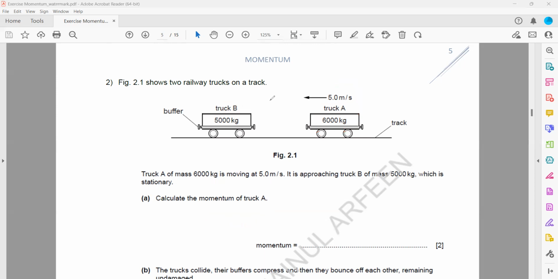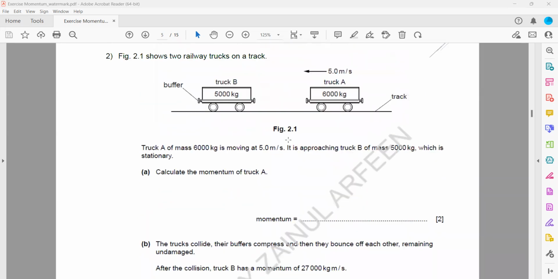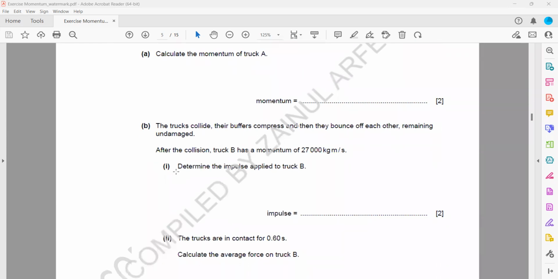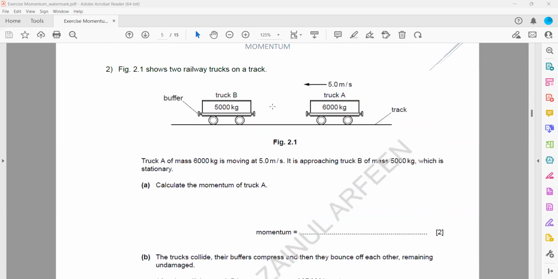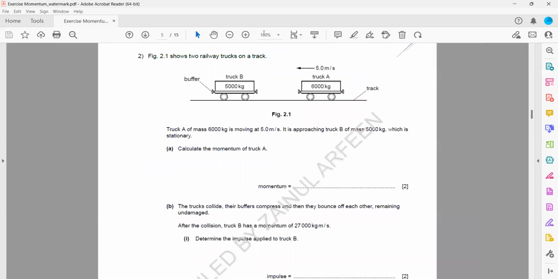So the next part: the trucks collide, their buffers compress. Buffer springs are there, which compress. So they bounce off each other and remain undamaged. After the collision, truck B has a momentum of 27,000. Determine the impulse. Look, what is mentioned is before the collision, but after the collision, truck B has a momentum of 27,000.